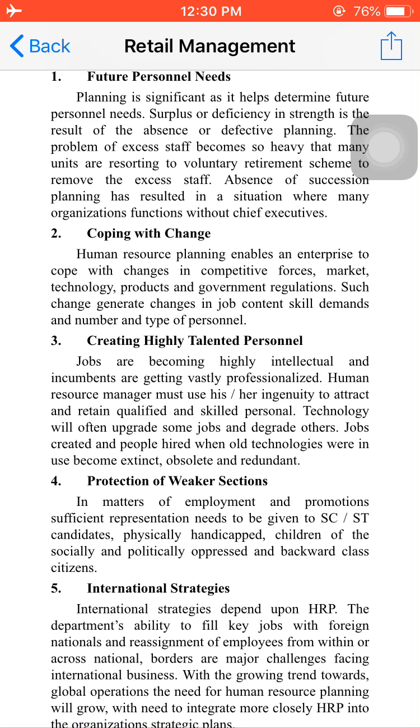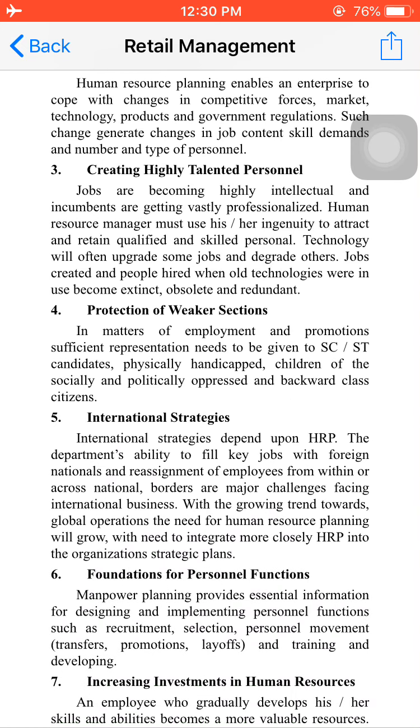Apart from this recruitment, they provide you some special training as well as some skills, so that you become the best out of the things there. That is nothing but creating highly talented personnel, making the organization get an exact person, or select the right person for the right job. Next one is protection of weaker sections.